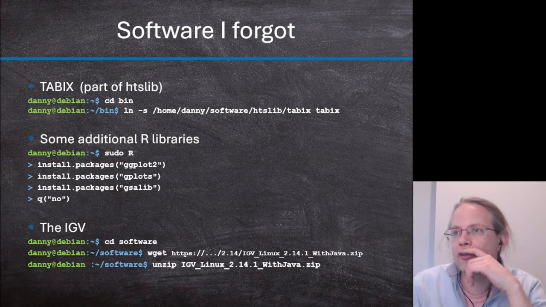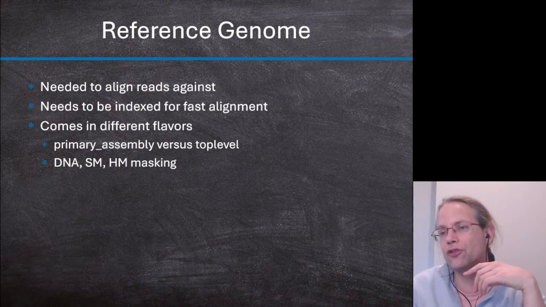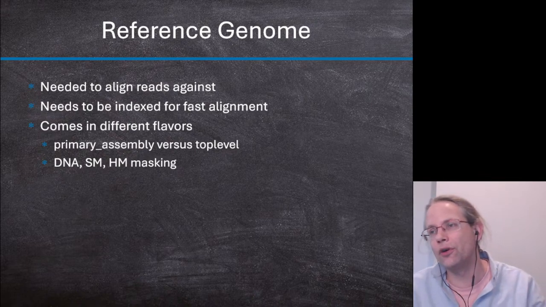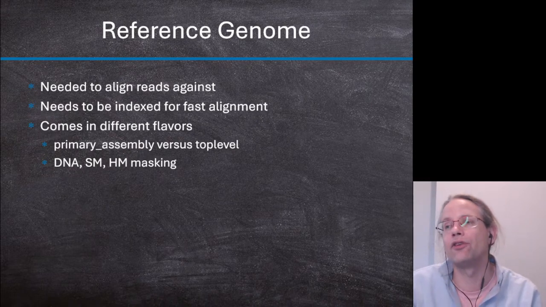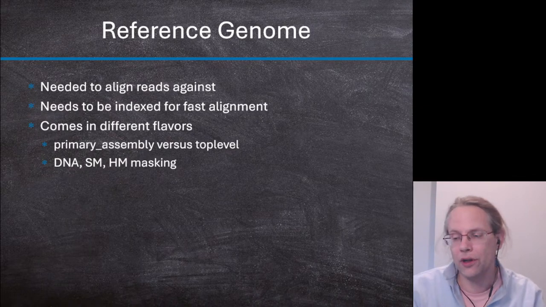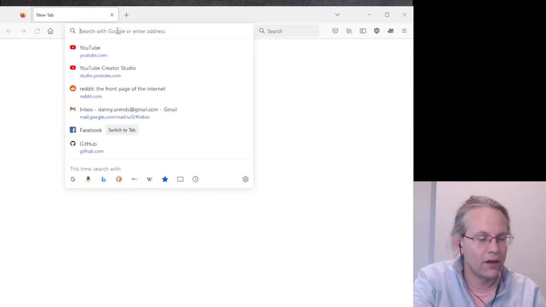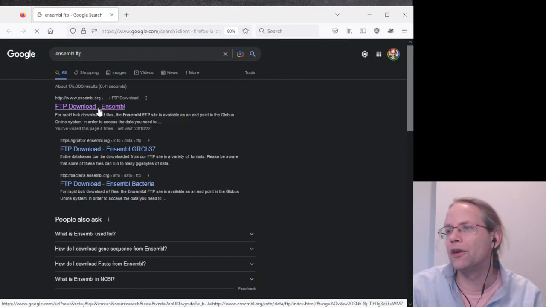So the next step is going to be getting your reference genome, right? Because the reference genome is where we're going to align our reads against. So we need to index this for fast alignment, and it comes in different flavors. So we generally have the primary assembly versus the top level when we go to Ensembl. So let me just show you guys an example of that. So let me get my Firefox window open and I will just say Ensembl, and then I will go to the FTP server, right? Because Ensembl FTP.